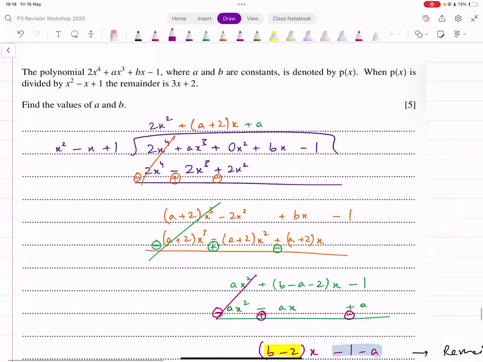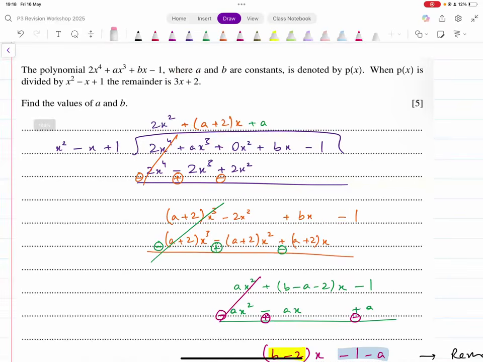For example, in this case, we have 2x raised to power 4 plus ax cubed plus bx minus 1, where a and b are constants. It's denoted by p of x. When it is divided by x squared minus x plus 1, they are saying that the remainder is 3x plus 2. Find the values of a and b.